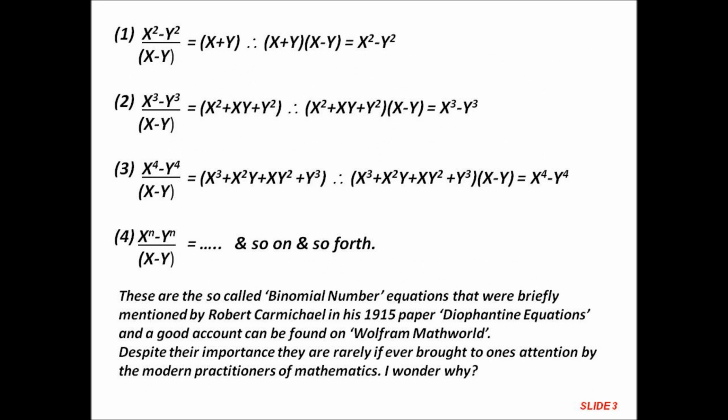These are the so-called binomial number equations that were briefly mentioned by Robert Carmichael in his 1915 paper Diophantine Equations, and a good account can be found on Wolfram MathWorld. Despite their importance, they are rarely, if ever, brought to one's attention by the modern practitioners of mathematics. I wonder why.